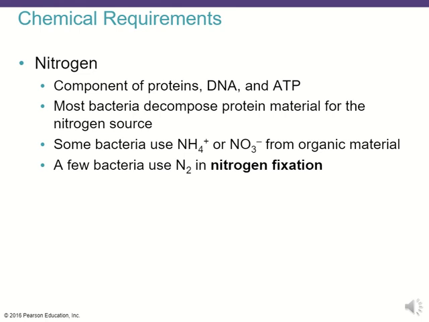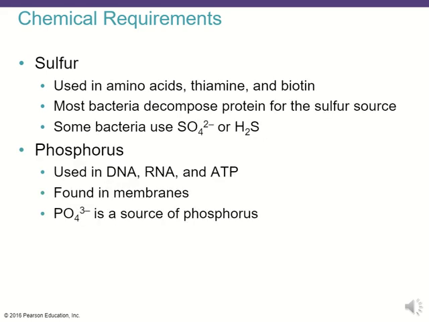Nitrogen is another common necessary element. It is a primary component found in proteins as well as DNA and adenosine triphosphate. Most bacteria will decompose protein material to obtain their nitrogen. And there are some bacteria that instead use ammonia or ammonium ions and nitrate ions as their source of organic nitrogen. And there are a few bacteria that actually can use molecular nitrogen, or N2, in nitrogen fixation, where fixation means the process of incorporating that element into necessary biomolecules.